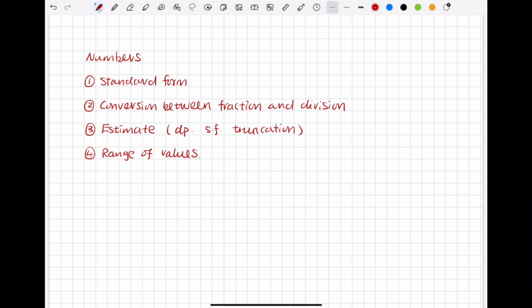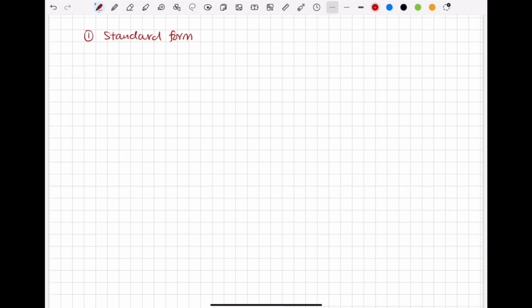Okay, so first let's look at standard form. Standard form is an easy way to write a large number or a smaller number, and what we need to be able to do is to make sure we know how to convert numbers in standard form. So for example, in this question, we need to find out whether this conversion is correct or not.